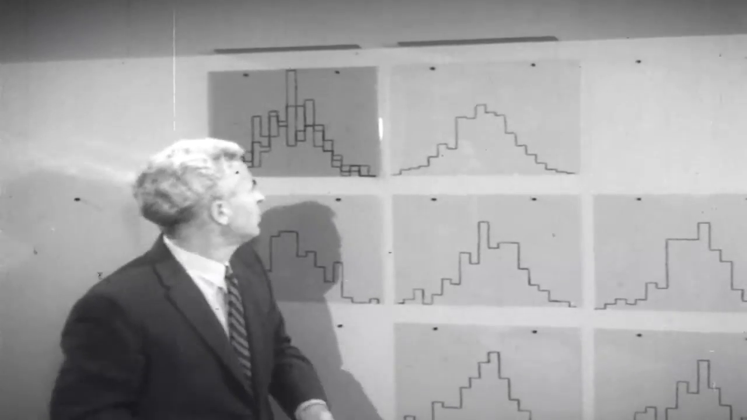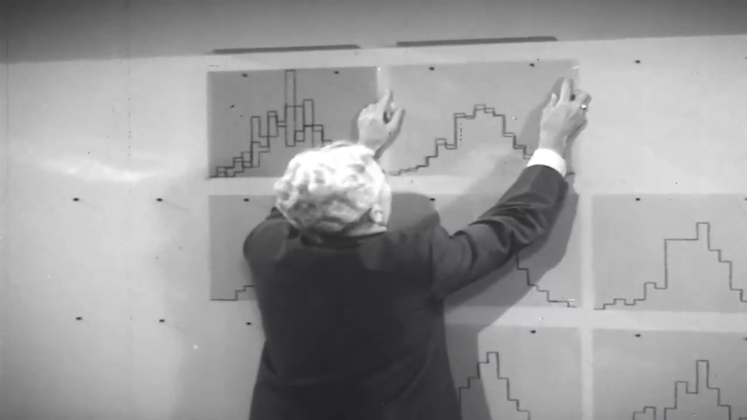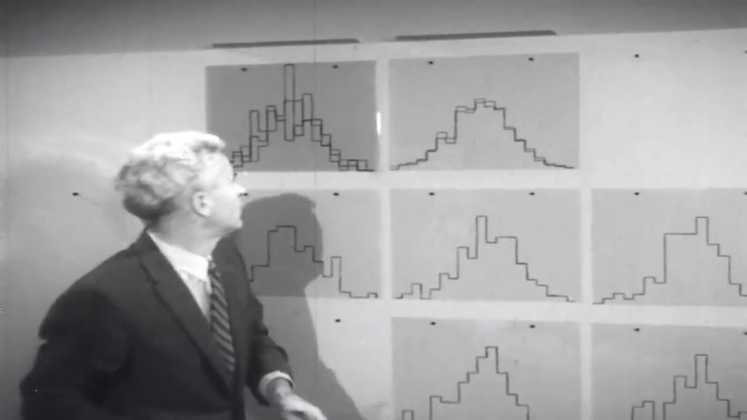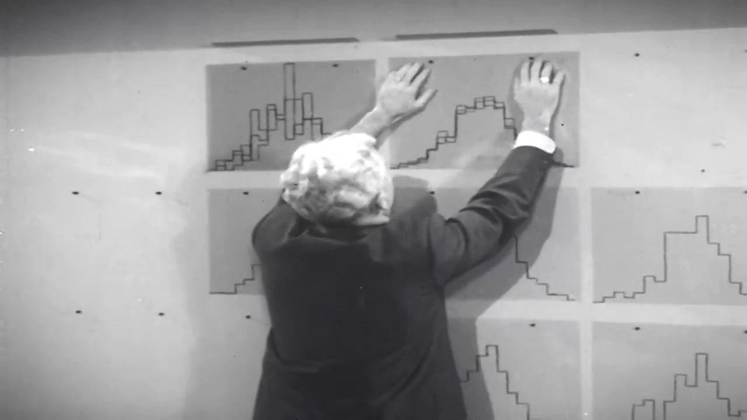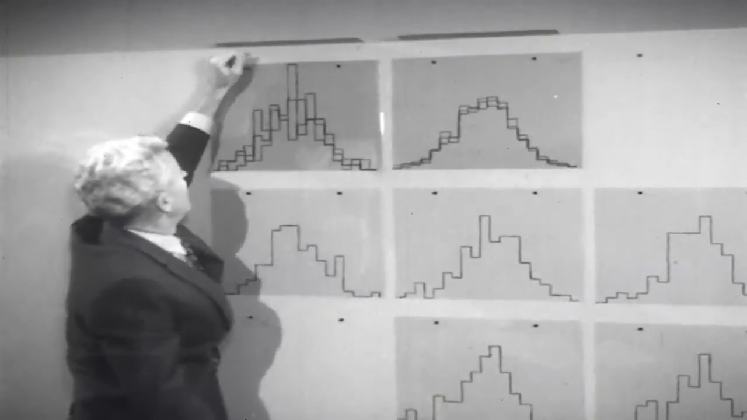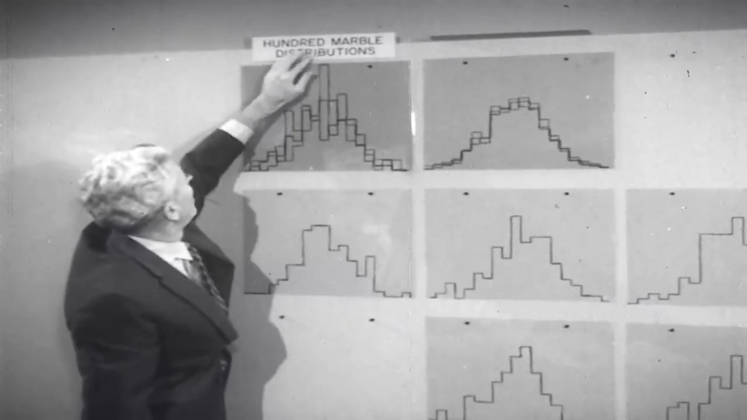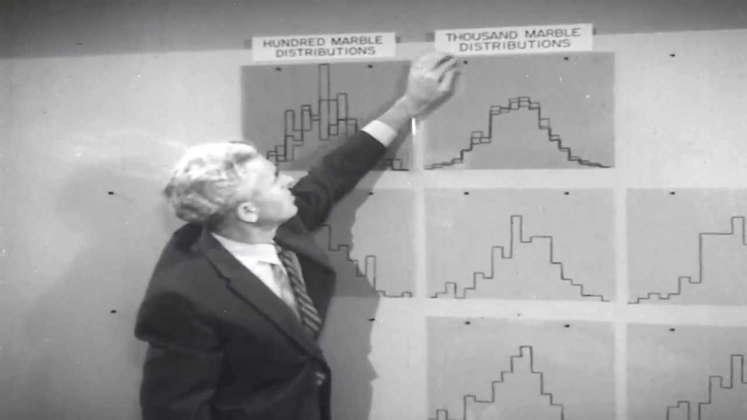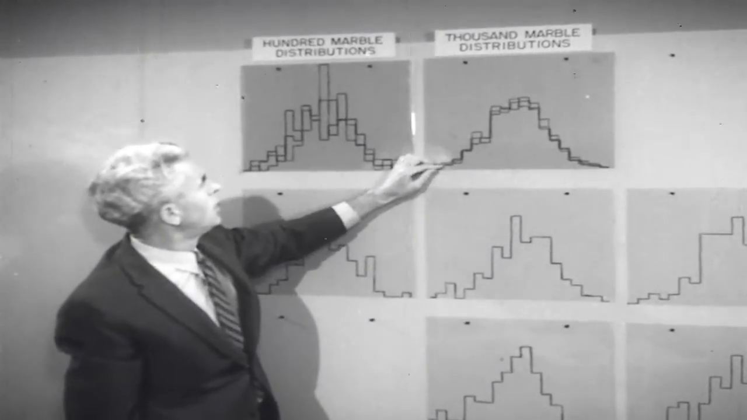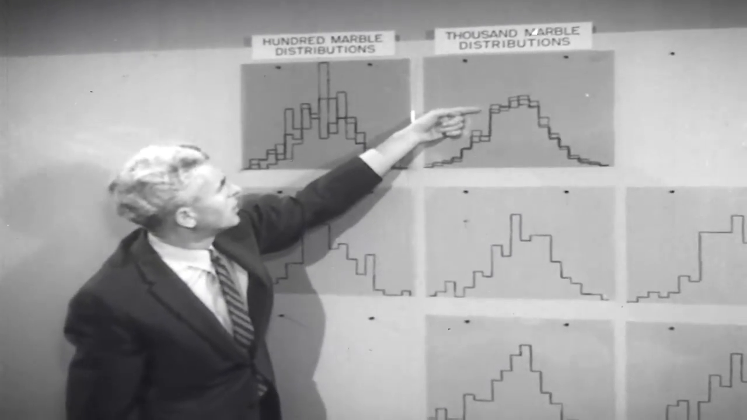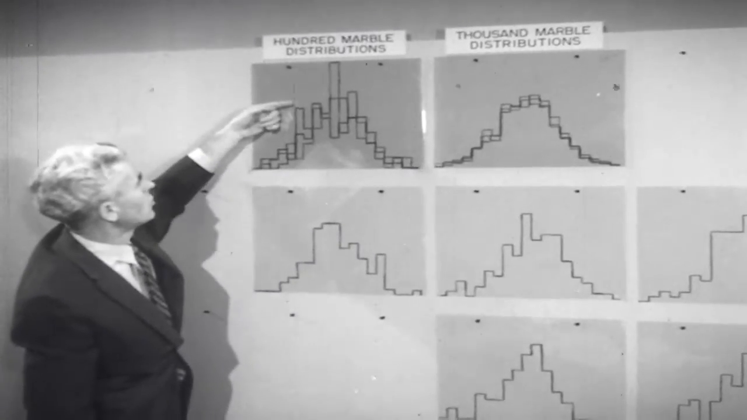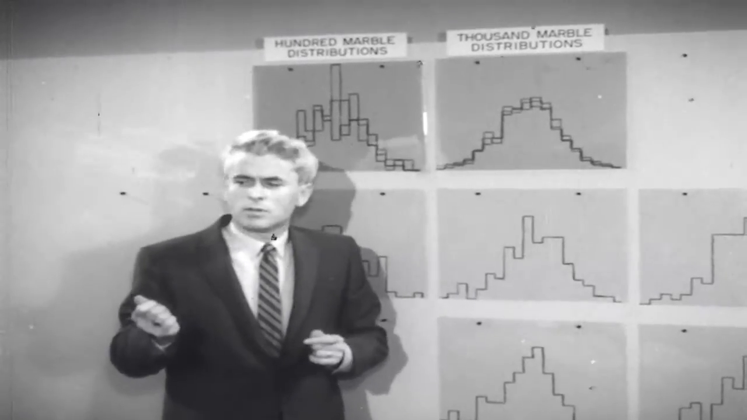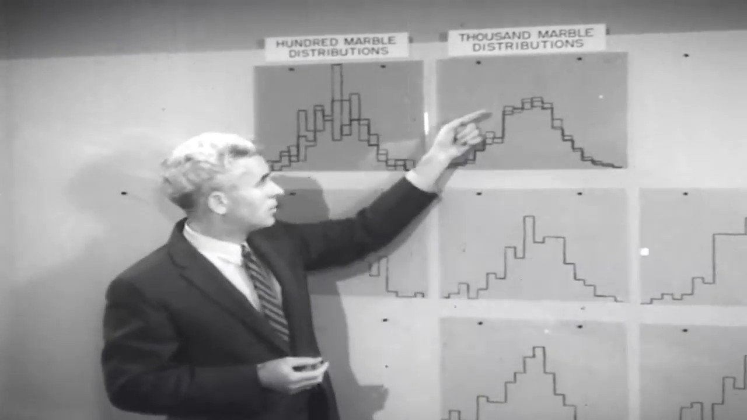Then we did this again. Dropped 100 marbles 10 times, and got another 1,000 marble distribution, and once more. There it is. These 3 are 100 marble distributions, and these 3 are 1,000 marble distributions. You can see that the fluctuations here are much smaller than the fluctuations here. If we dropped 1,000,000 marbles at a time in the apparatus, then we probably wouldn't be able to see any fluctuations at all.